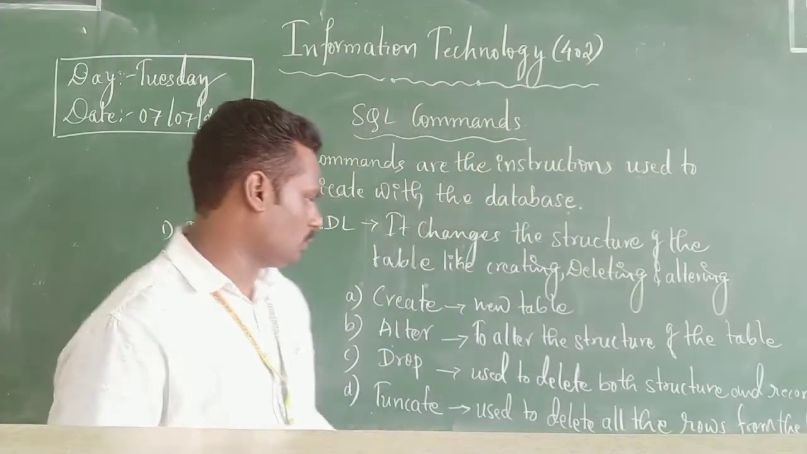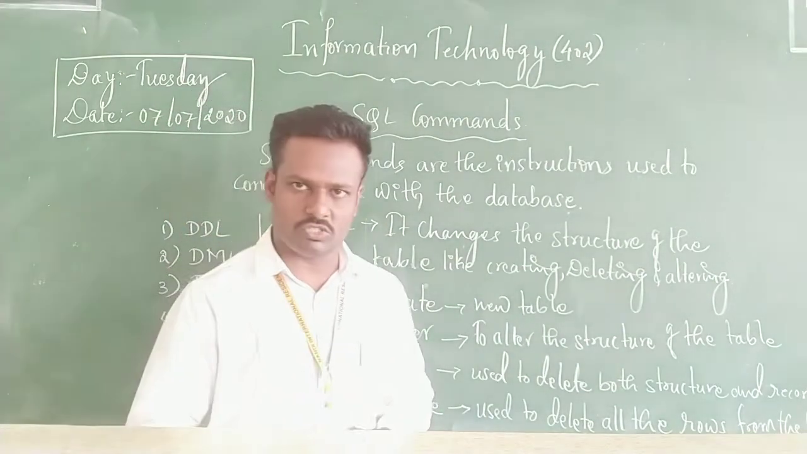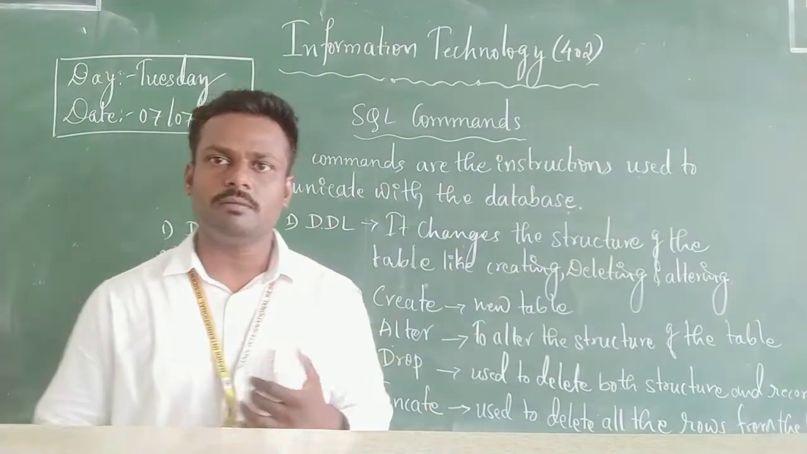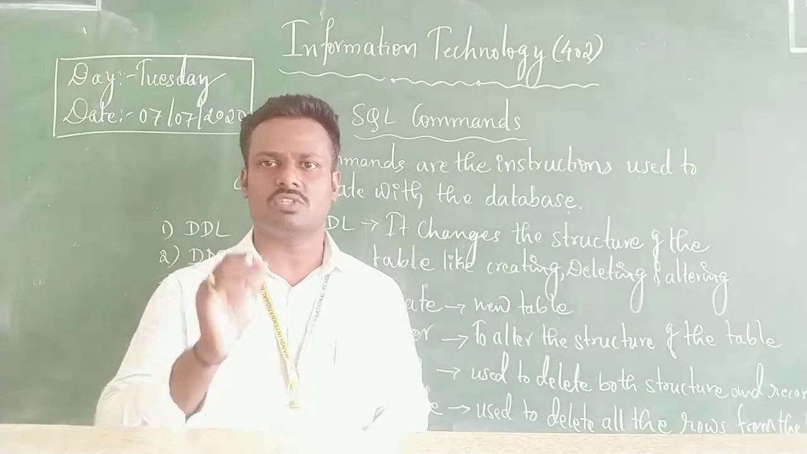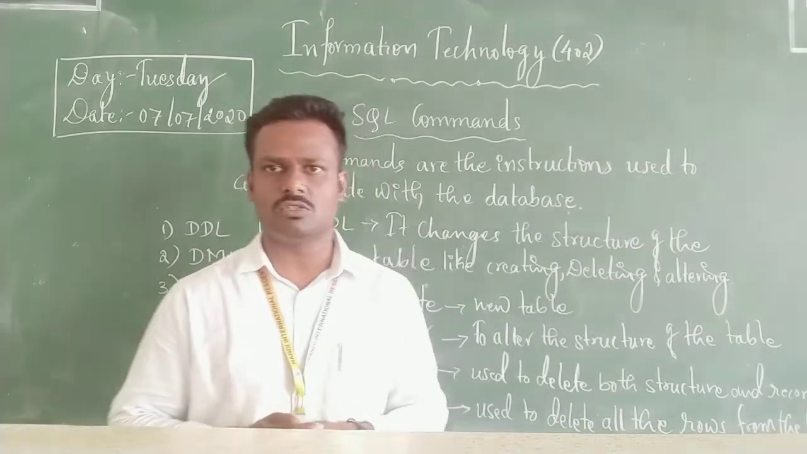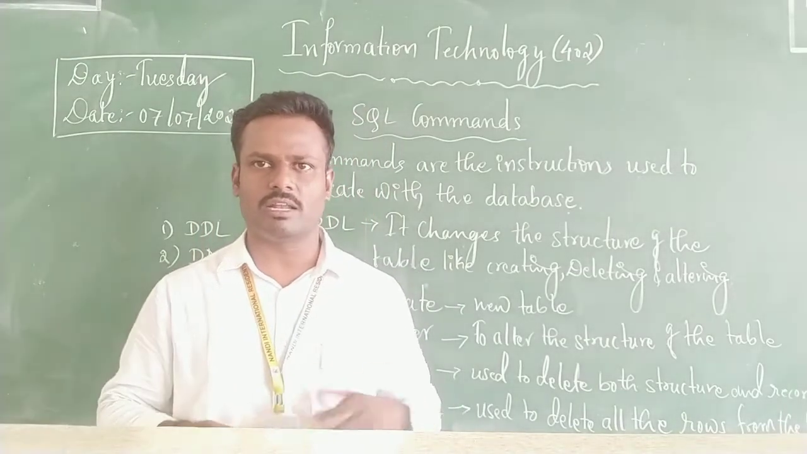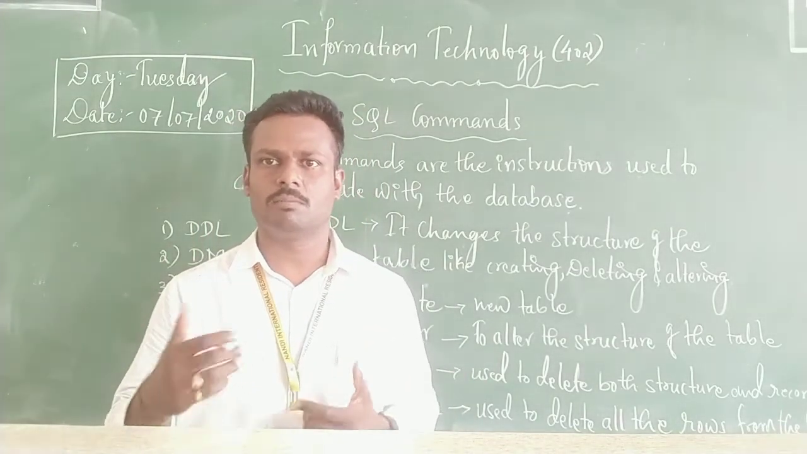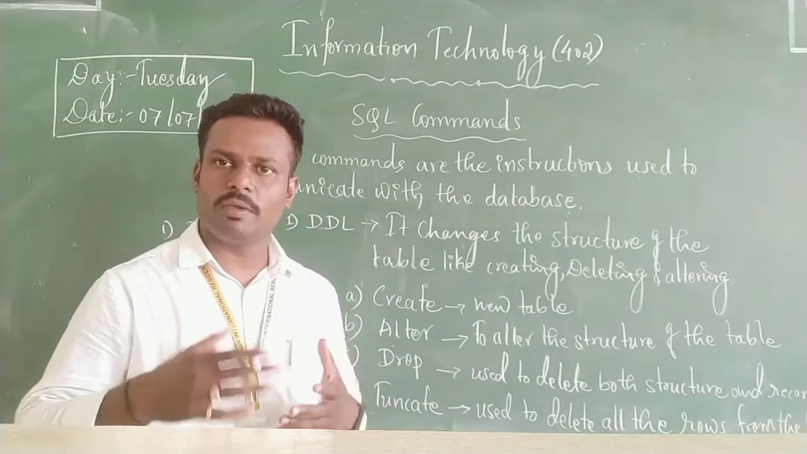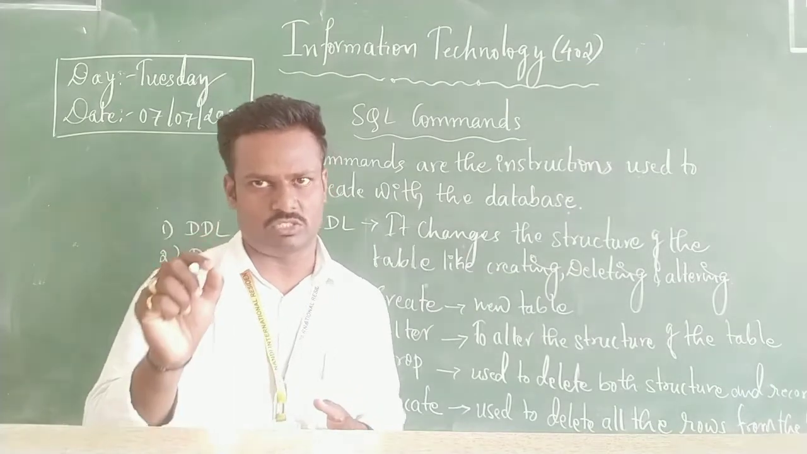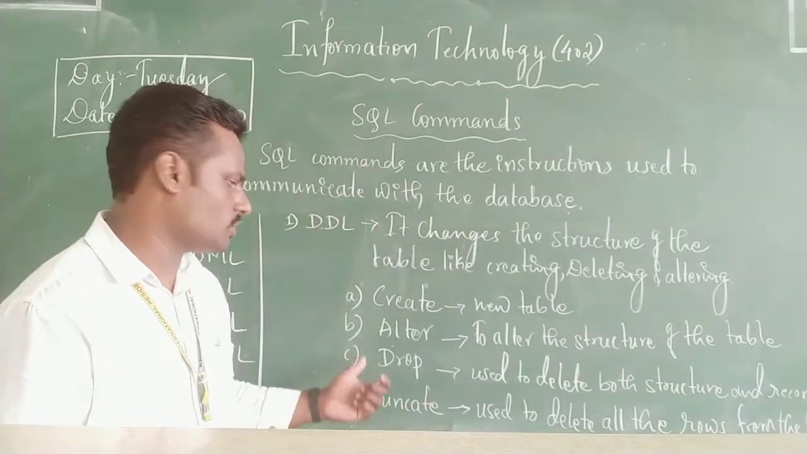Next one is drop. The drop command is used to delete both the structure and the records of the table. Structure of the table means, suppose based on your requirement you have created different fields like roll number, student name, marks, percentage, phone number, address. If you want to delete any structure, it may be a column or a row, you can use the drop command.